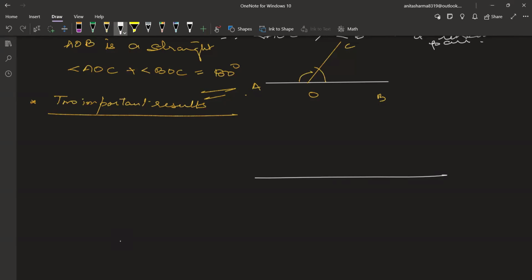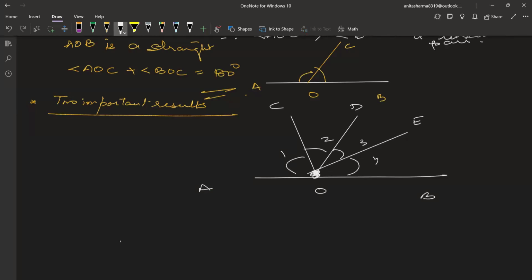On a straight line, suppose like this, one more angle should be like this, then one more also there. Okay, this is A, O, B. This is marked C, D, E. So this angle, this angle, this angle, and this. So how many angles are there? 1, 2, 3, 4.